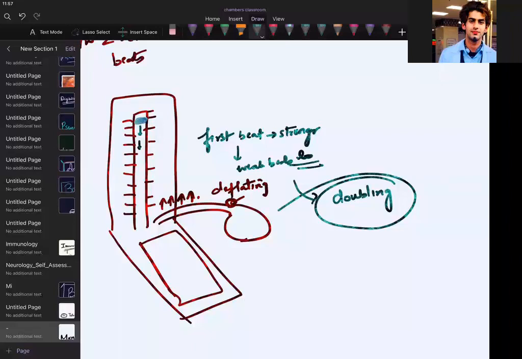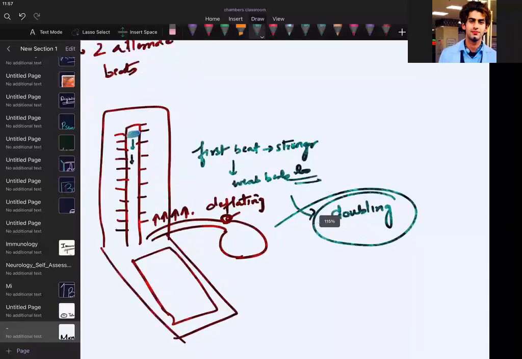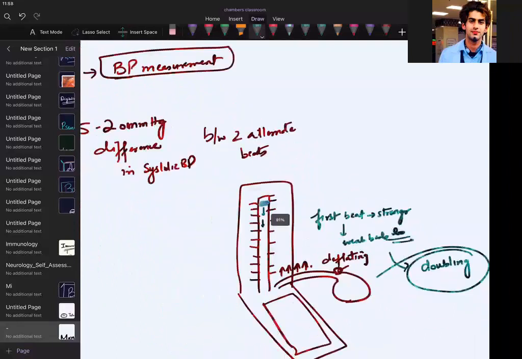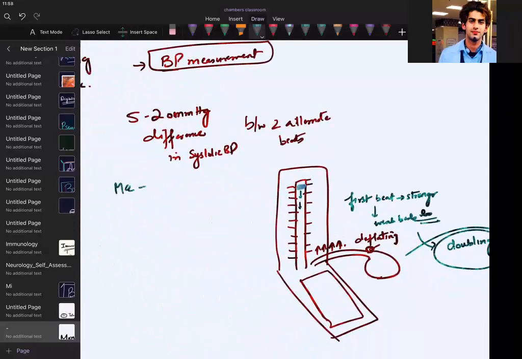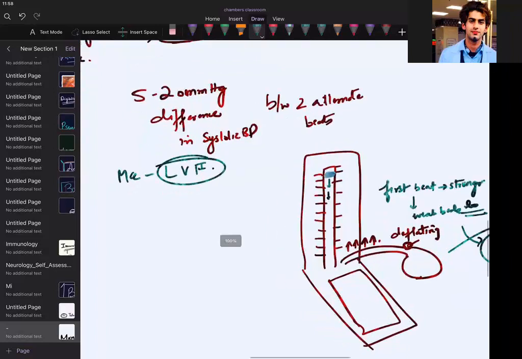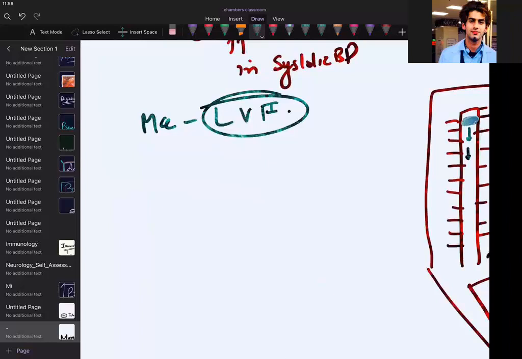Sir, what is the cause of pulsus alternans? The most common cause is left ventricular failure. Left ventricular failure will cause pulsus alternans. Now listen. What will happen in left ventricular failure? Let me draw a left ventricle and then a left atrium. The left ventricle has failed.